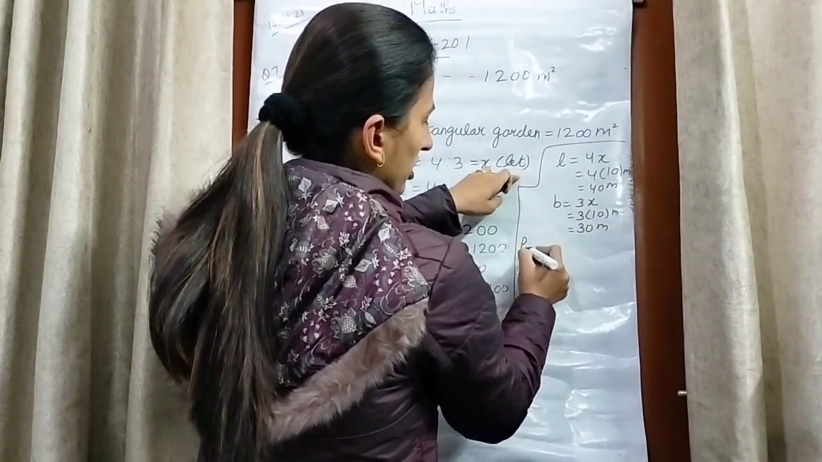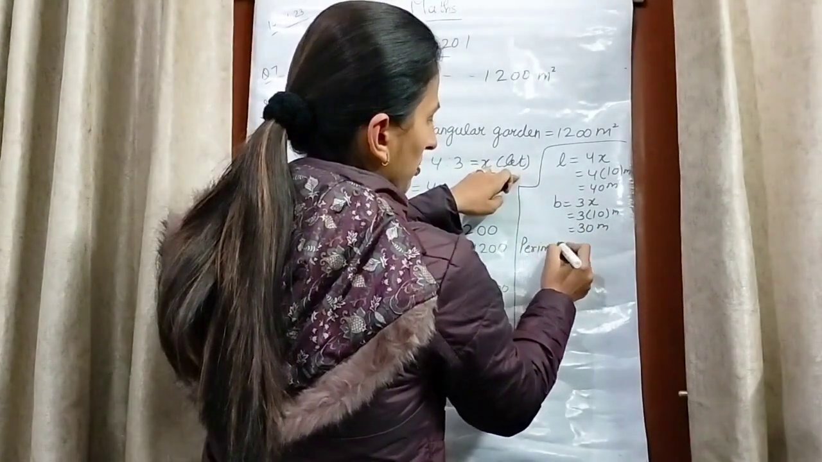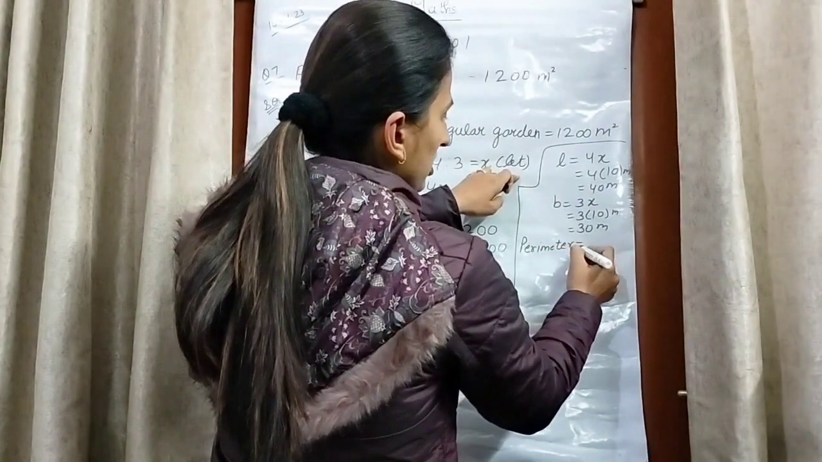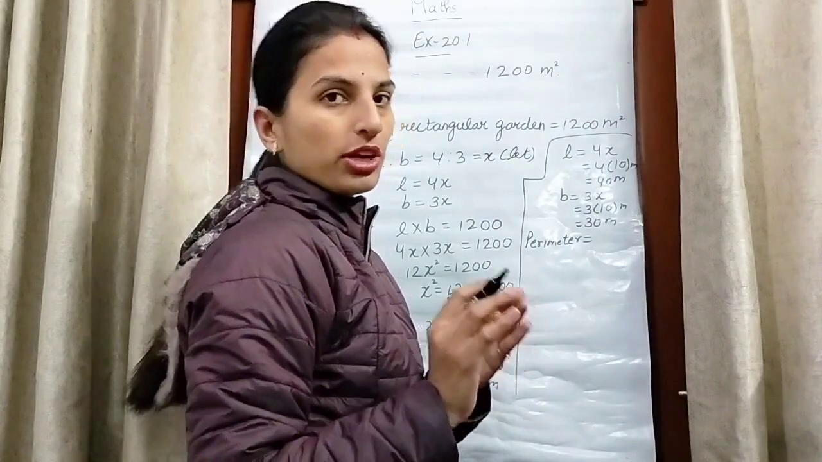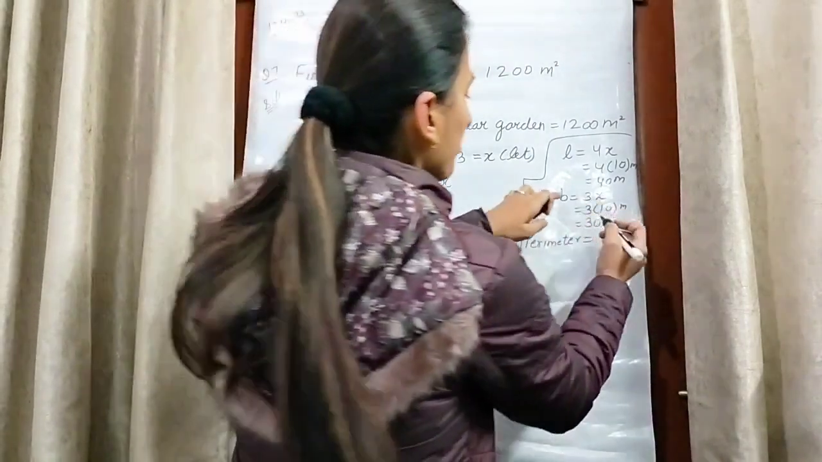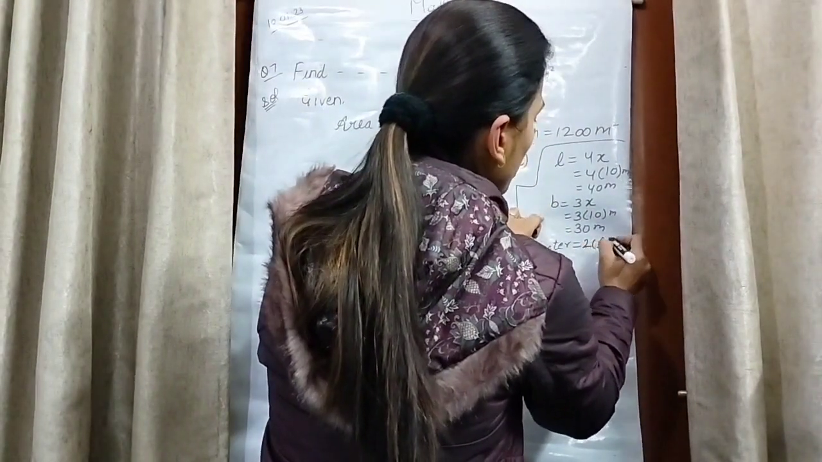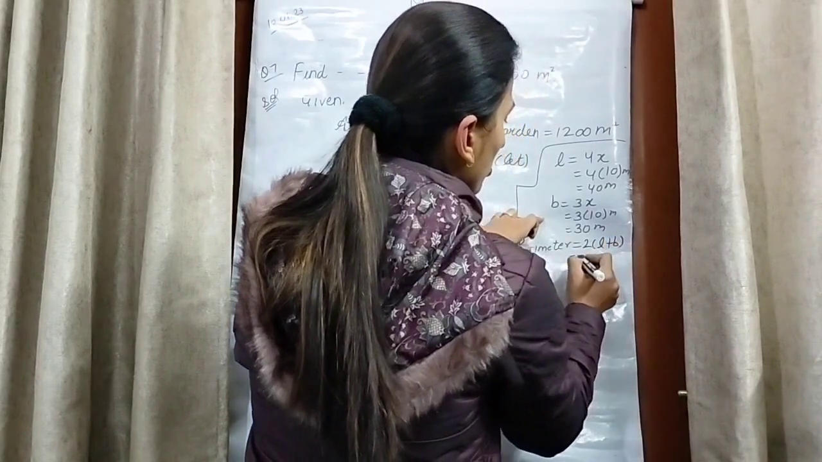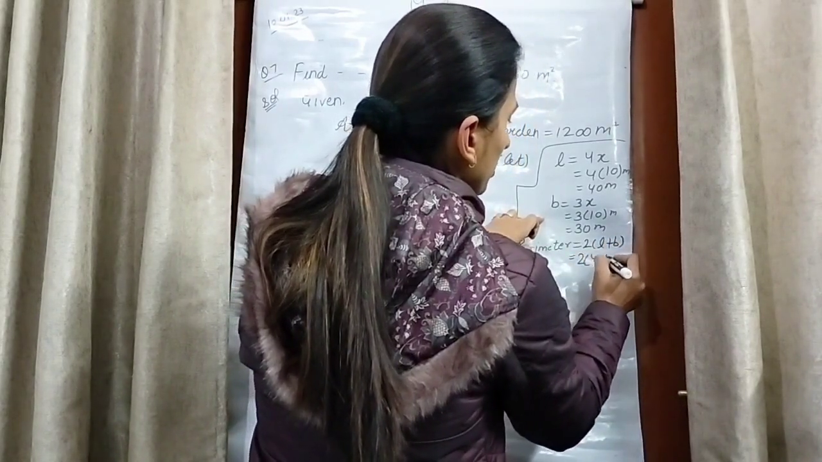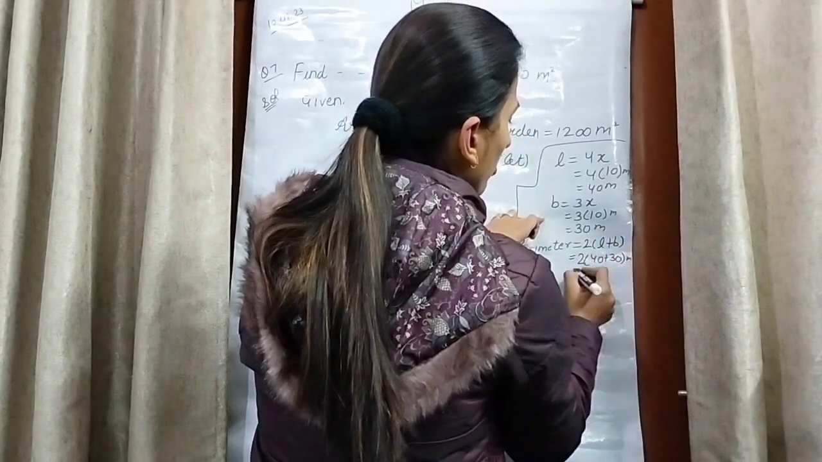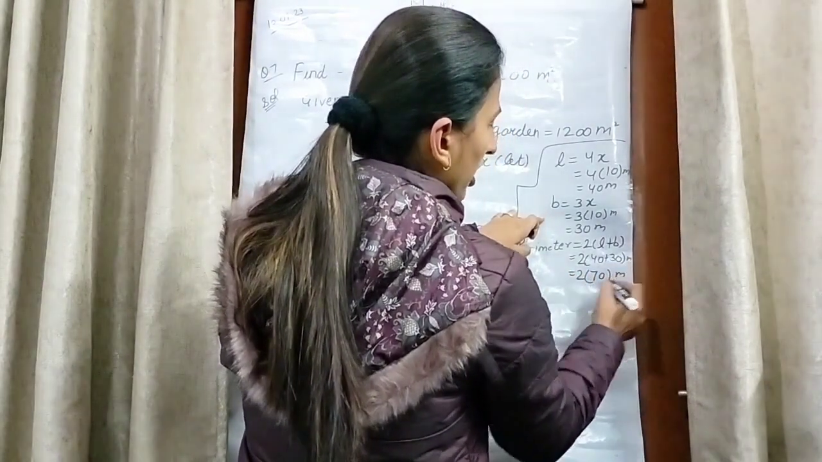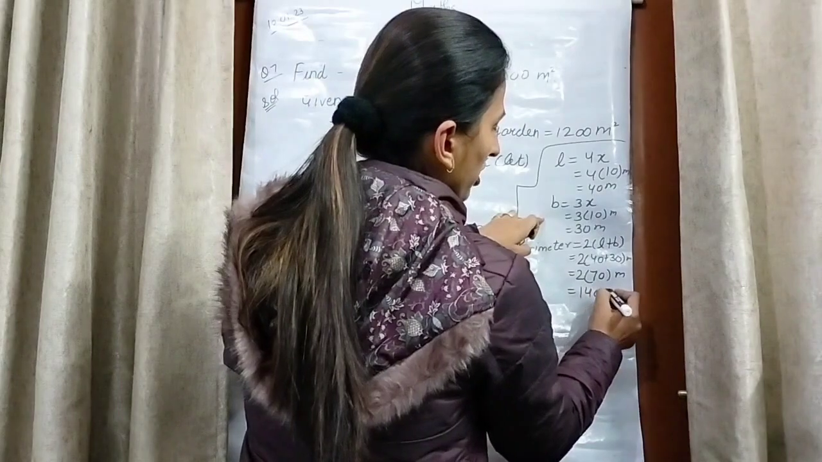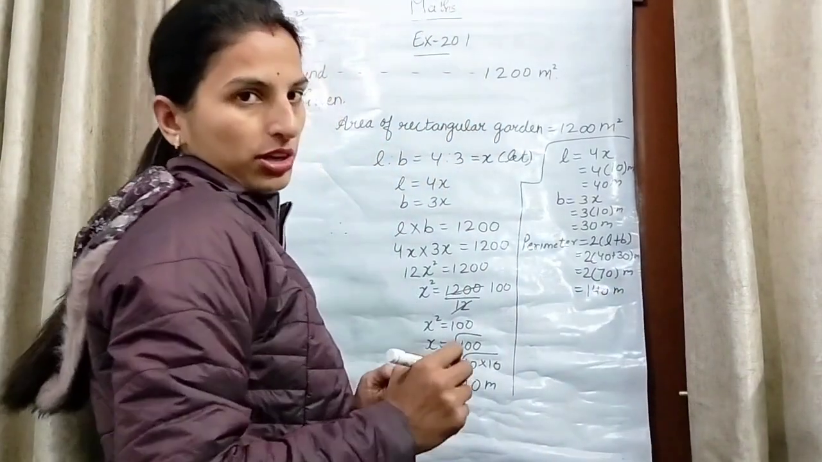Now we have to calculate the perimeter of the garden. Perimeter of garden is, because it is rectangular garden, so its perimeter will be 2 in bracket L plus B. So it is 2, 40 plus 30 meter. First solve the bracket. 40 plus 30 is 70. And 2 into 70 is 140. So perimeter is 140 meter.